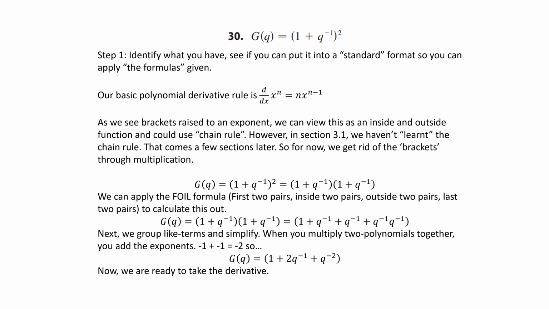Now remember, when you multiply two powers together, you always add the exponents. So because we have a q to negative 1 multiplied by q to negative 1, we have to add negative 1 and negative 1, which is negative 2. So after we simplify, we get 1 plus, and we group the two q to negative 1s together, so we have 2 q to negative 1. And then because we're adding those exponents, negative 1 plus negative 1 gives q to the power of negative 2. And now we're finally ready to take our derivative because we've got a nice standard format.